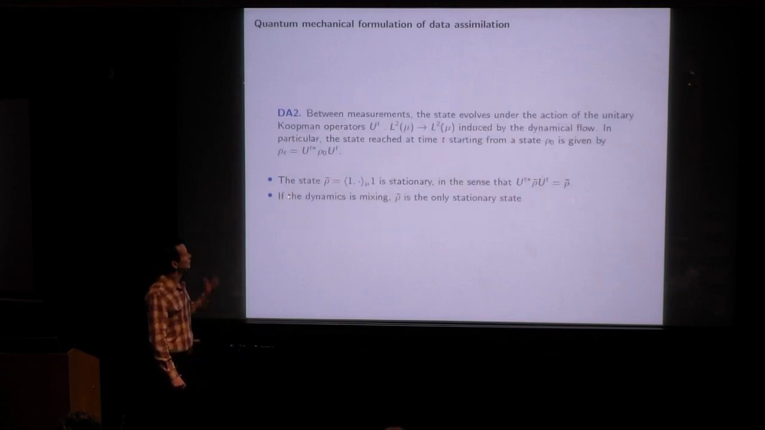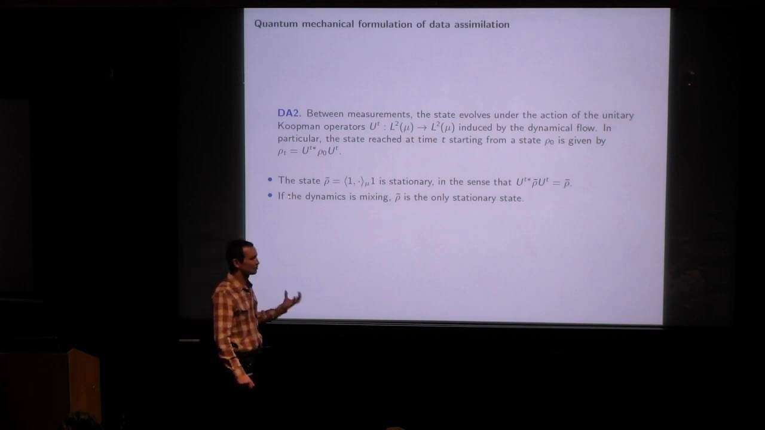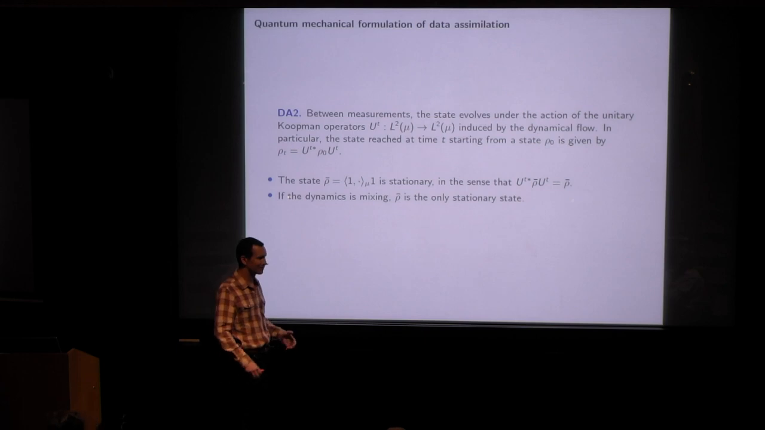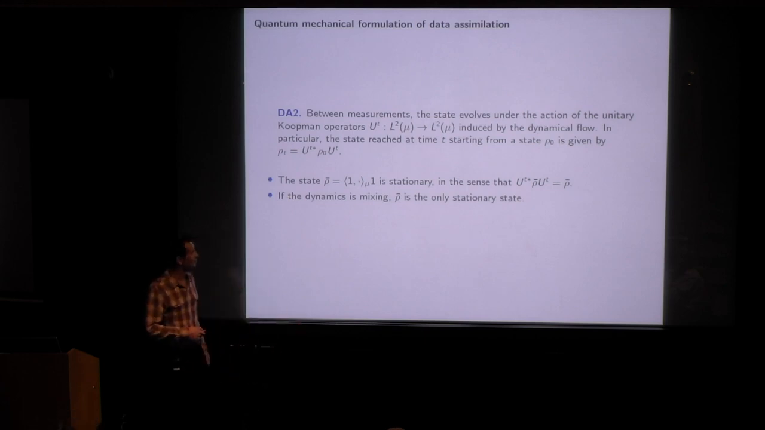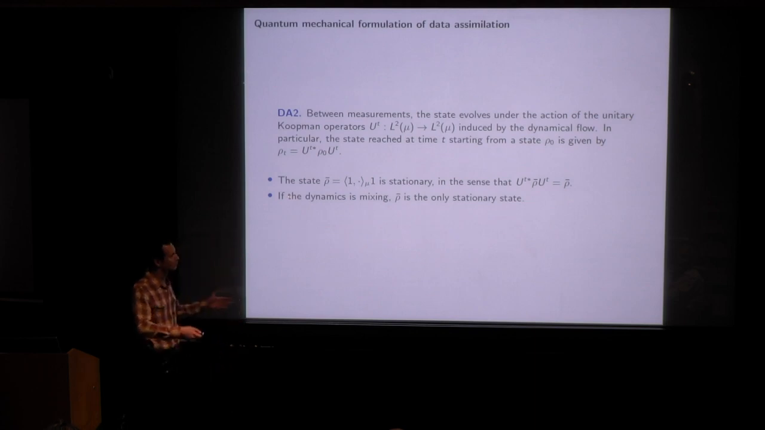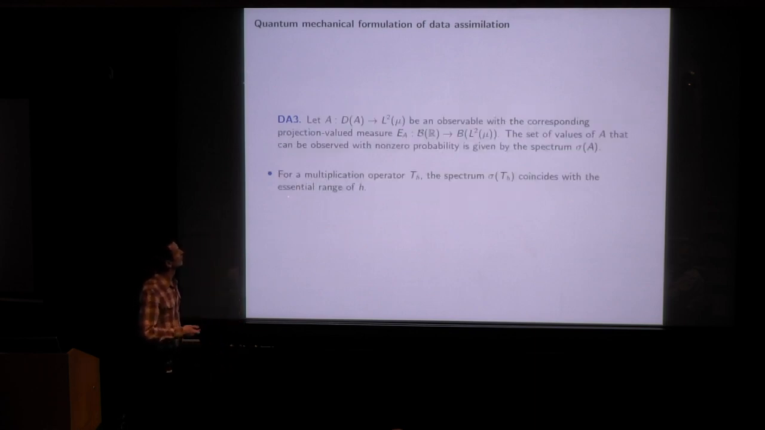And now the natural analog for evolution that replaces the Heisenberg operator in quantum mechanics is the Koopman operator. So we can use the Koopman operator to advance the density operator in time. So that gives us a way of making forward evolution between measurements of the system.